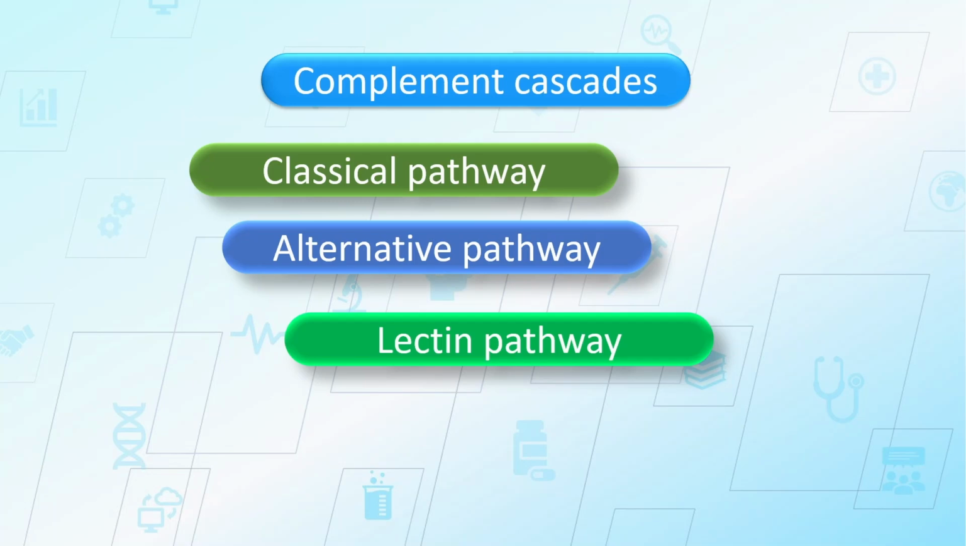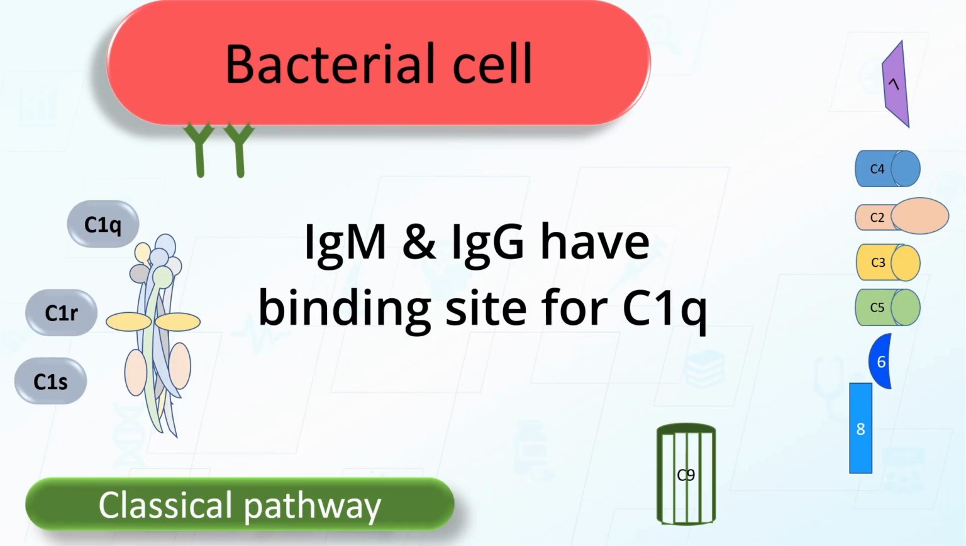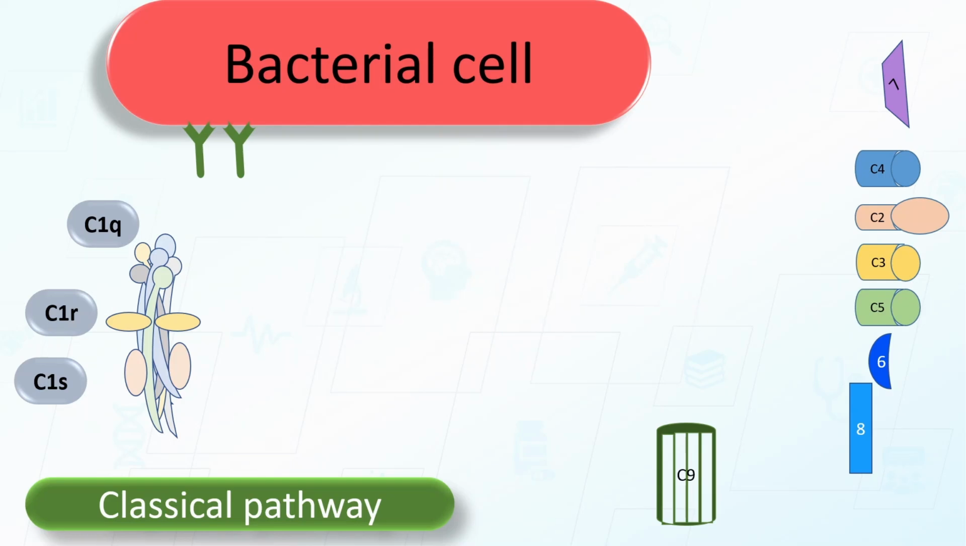So in the classical pathway we will require antigen antibody reaction. Specifically, we will require immunoglobulin G and immunoglobulin M. Why these two? Because they have a binding site for one complement factor, which is called C1, and C1 has three components. It's like a bundle of matchsticks with heads. It has around 6 heads, which are matchsticks, and this is also associated with other proteins, a tetramer.